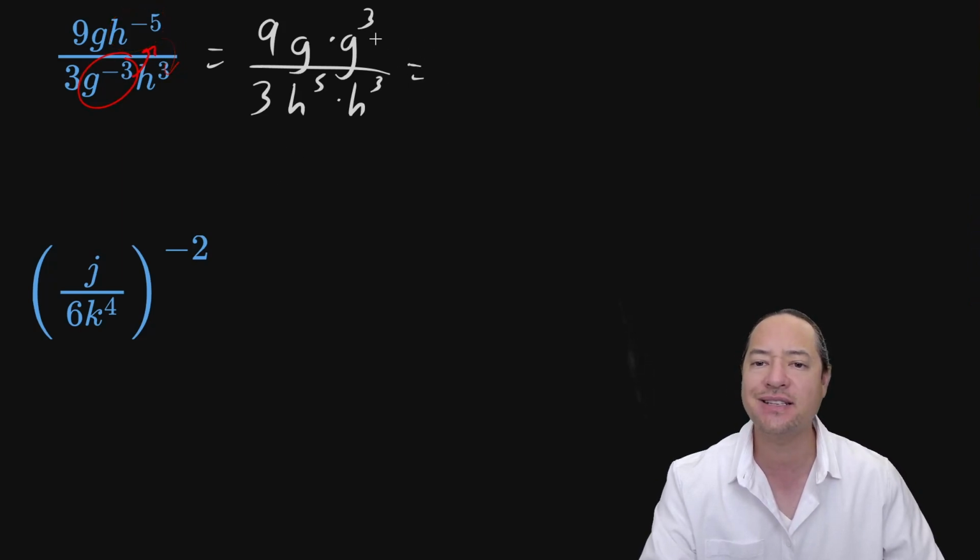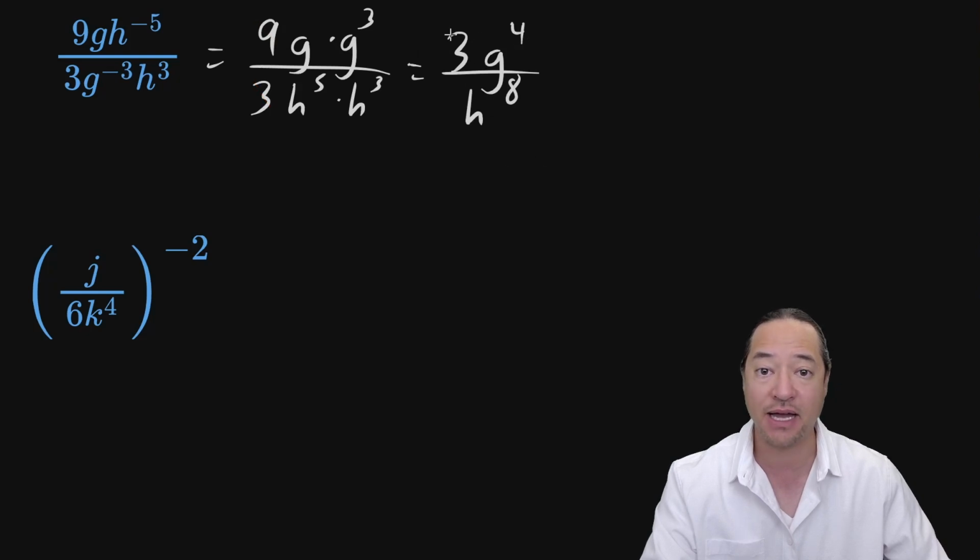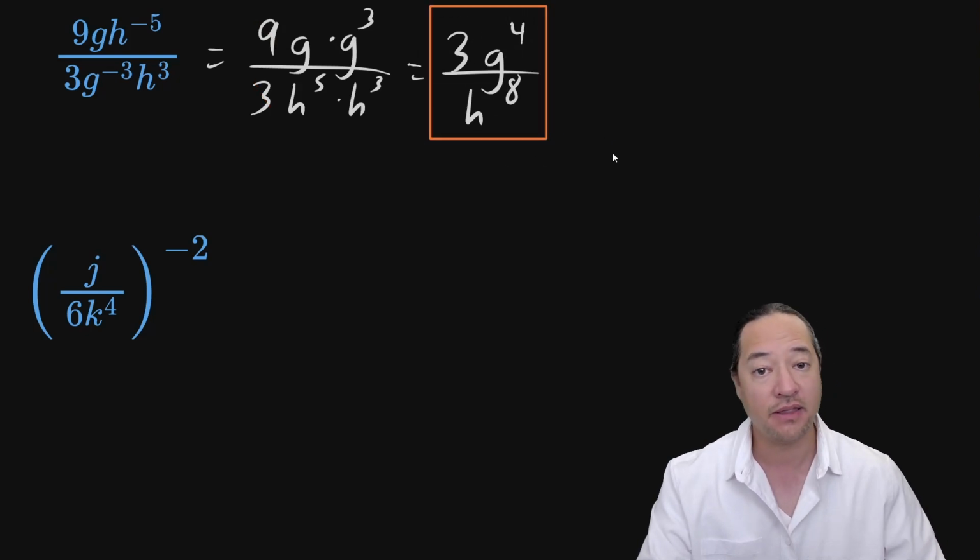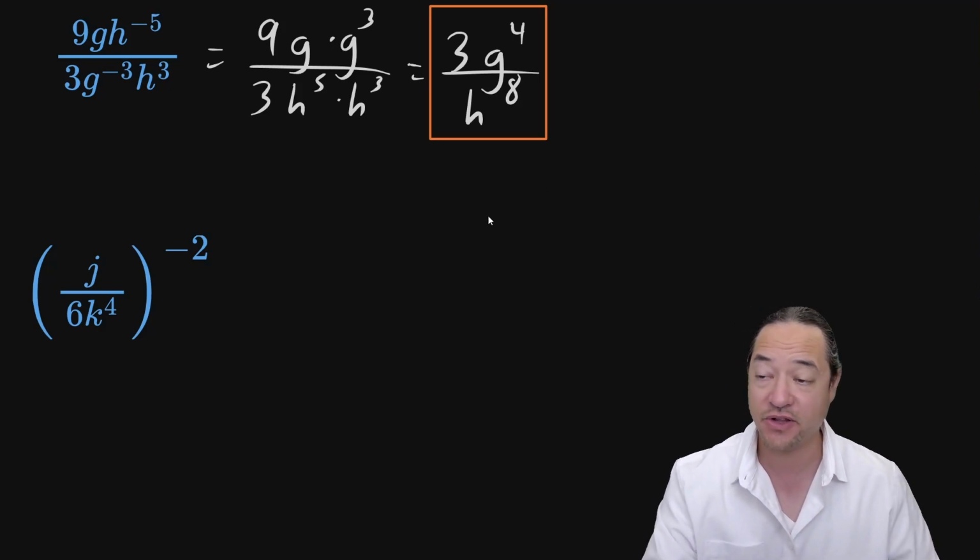Now we can try to simplify this a little bit. Of course, 9 over 3, that's going to cancel. That's just going to give us 3. Here we're going to get g to the 4th power over h to the 8th power. Okay, there we go. That's the fully simplified version for that one. Let's take a look at the last one.